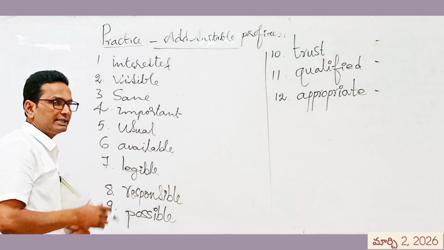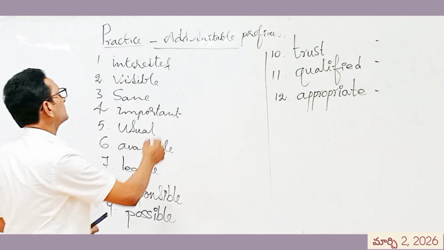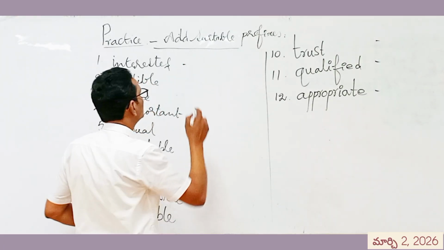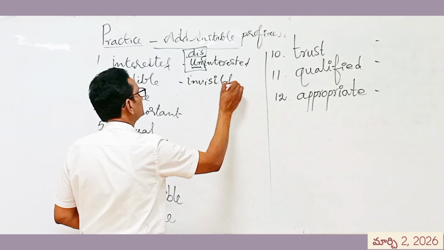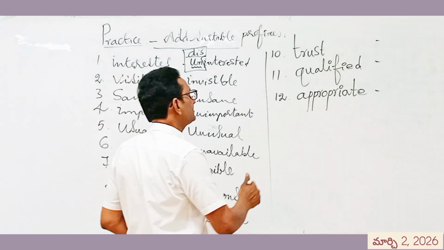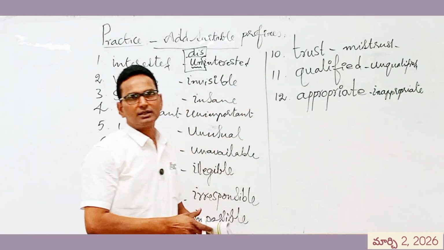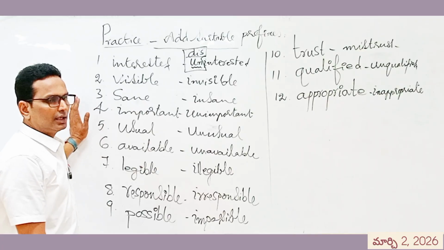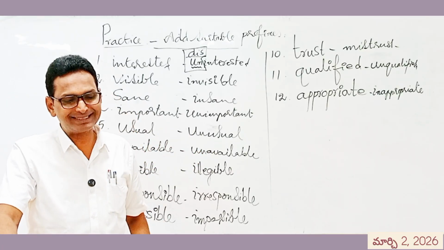Friends, let's take a look at these words. Interested. Which prefix would be the best fit in this context? You can use un to connect this. Shall we repeat these words? They are 12 in number. Interested. What is the antonym of interested?